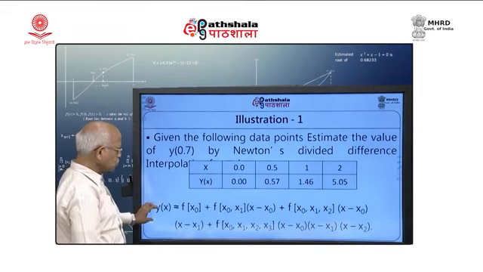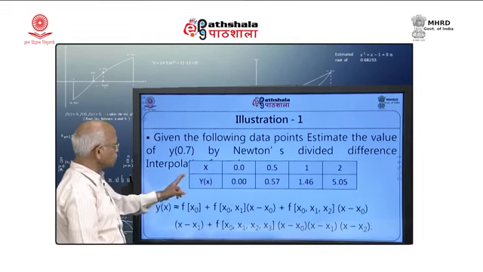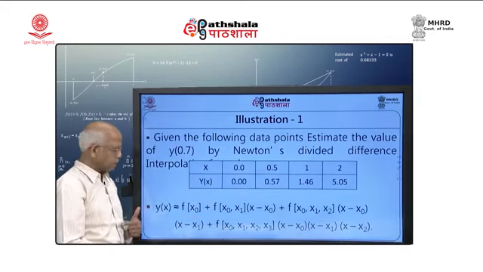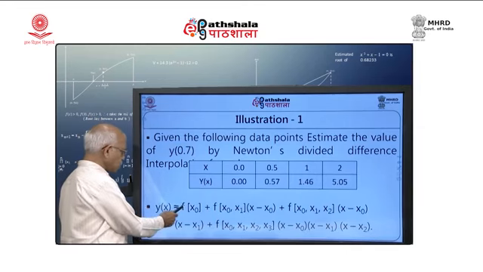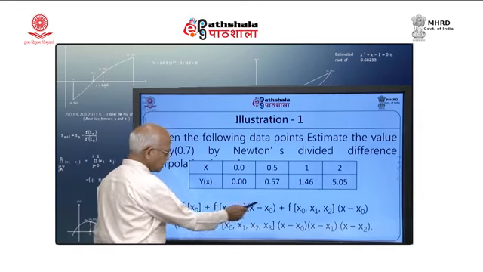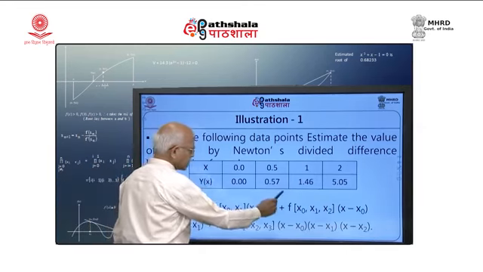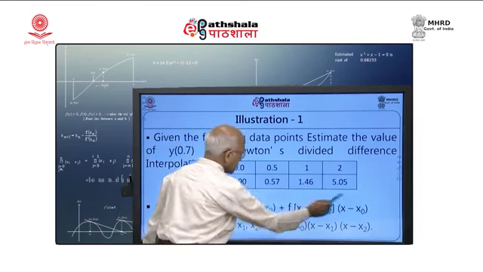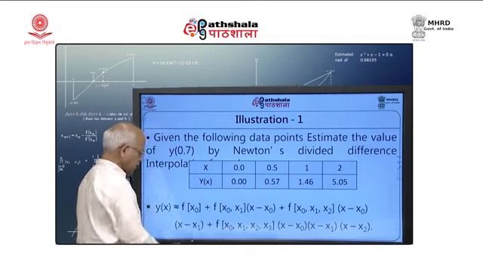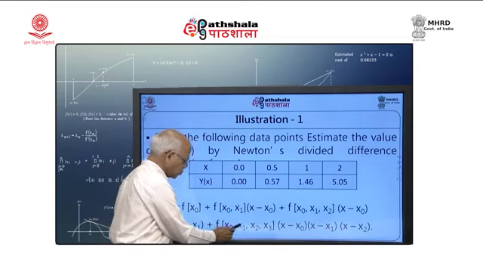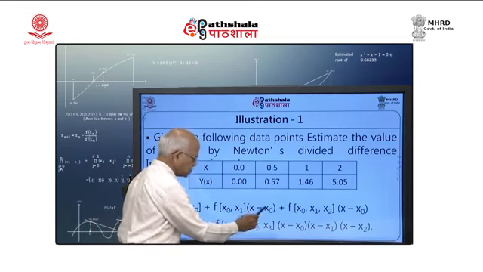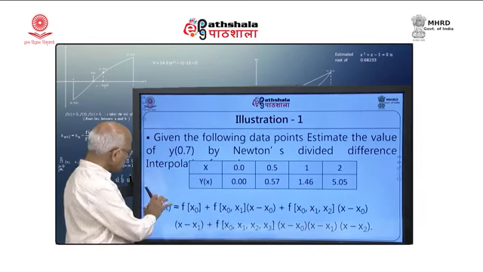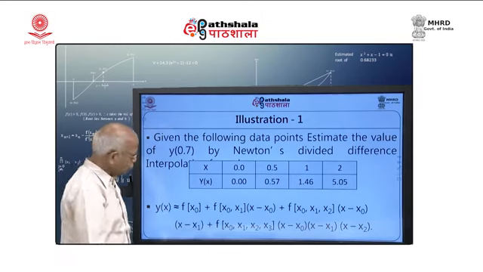Now, this is your Newton's divided difference interpolating polynomial. Because there are 4 nodes, the degree of the polynomial will be 3, and it will have these terms: f[x0] plus f[x0, x1] into (x minus x0) plus f[x0, x1, x2], that is the second difference, into (x minus x0)(x minus x1), then plus f[x0, x1, x2, x3], the third divided difference, into (x minus x0)(x minus x1)(x minus x2). So, these are the terms which we can evaluate.